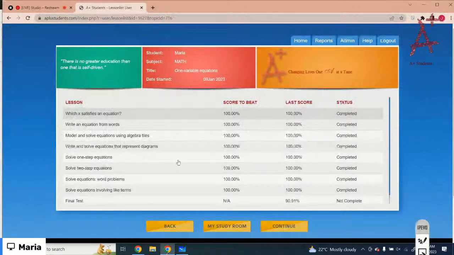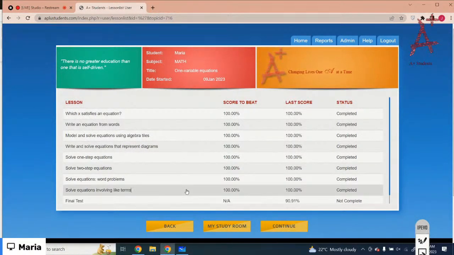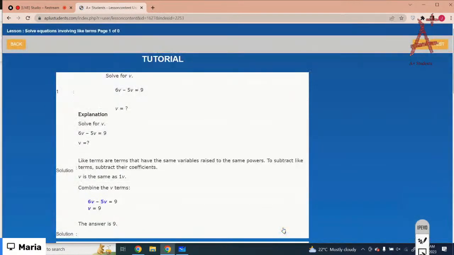Okay, here I am on grade 7 math. The chapter name is one variable equation. And this lesson we're going to start with is solve equations involving like terms. Let's start with the first example, which is 6v subtract 5v equals 9.